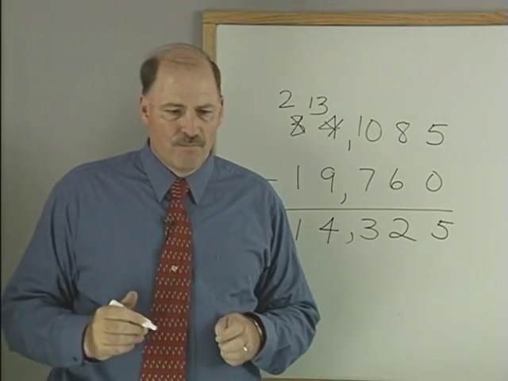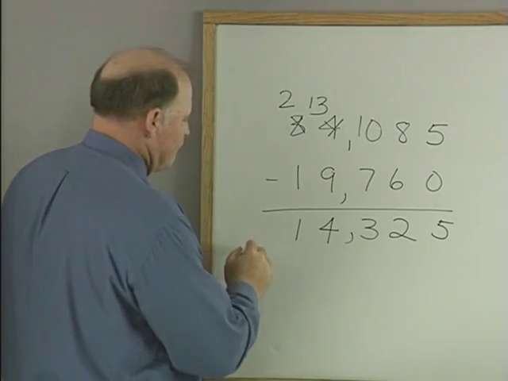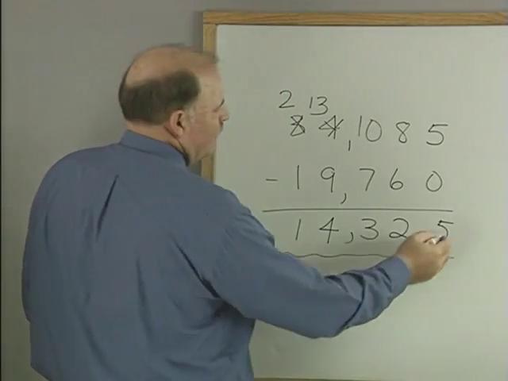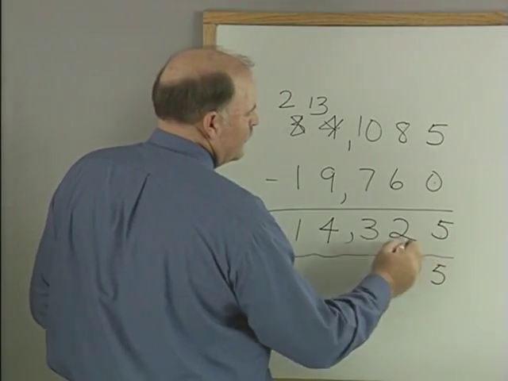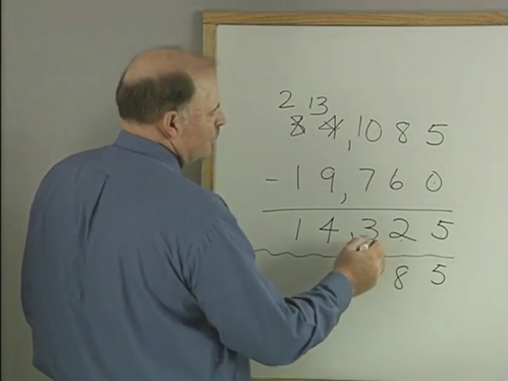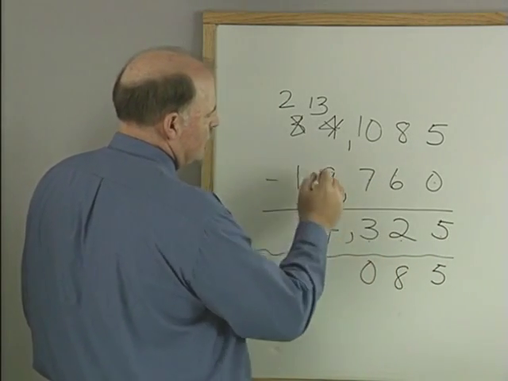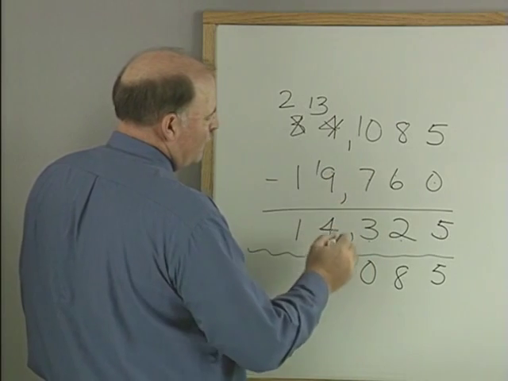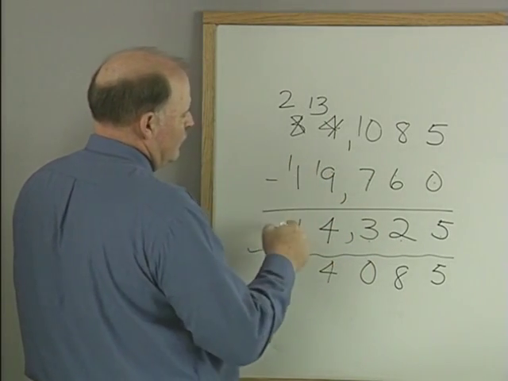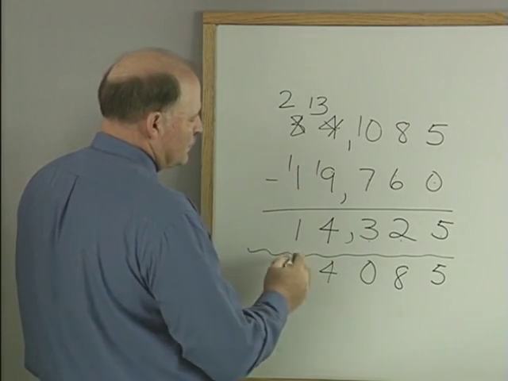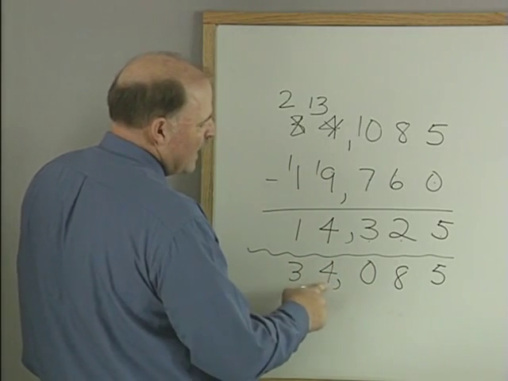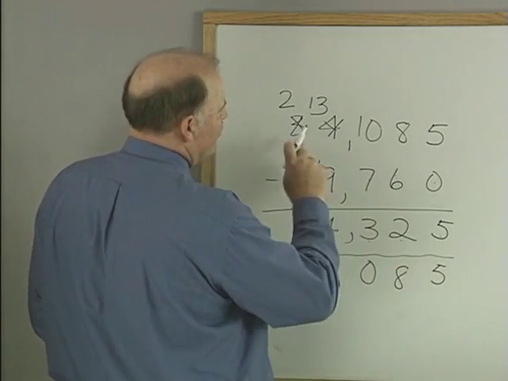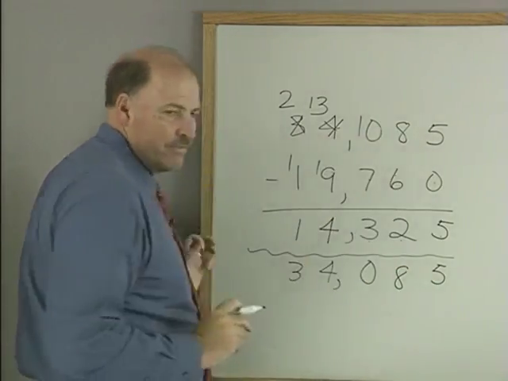All set, right? Okay, let's check it. 5 plus 0, 2 plus 6 is 8, 3 plus 7 is 10, 10 plus 4 is 14, 1 plus 1 is 2, plus 1 is 3, 34,085, 34,085. So that works.